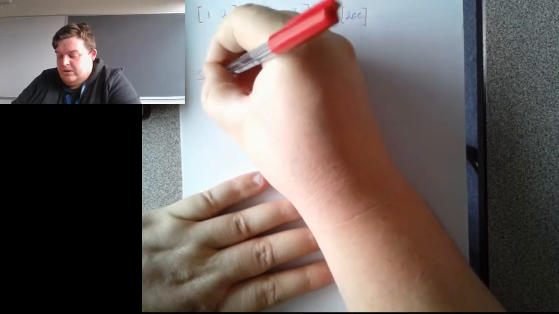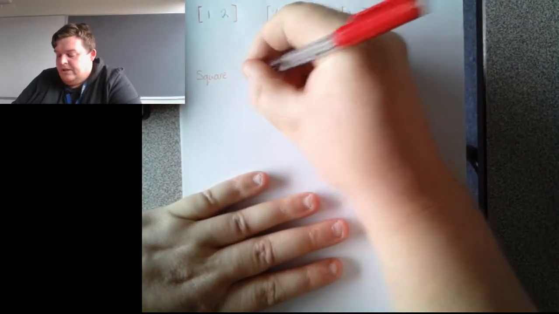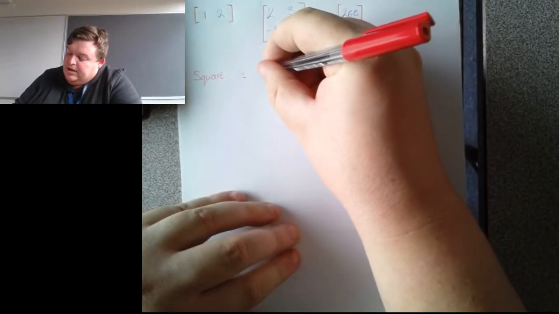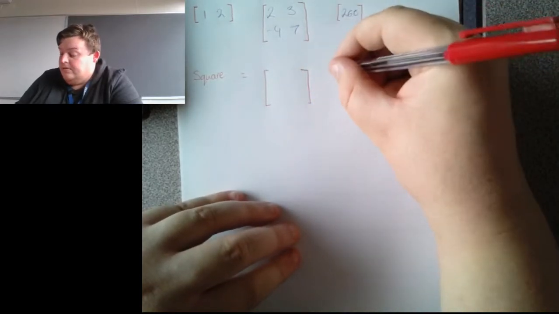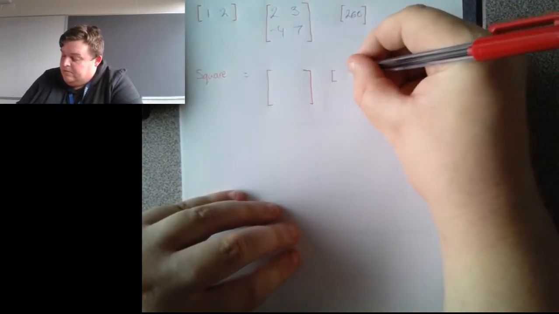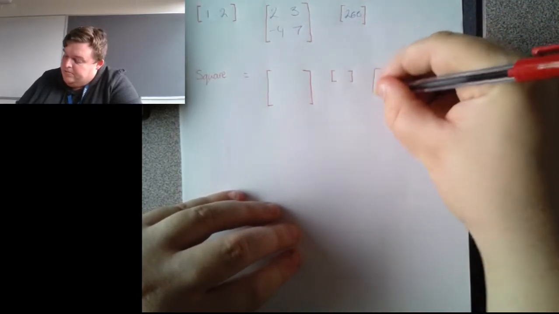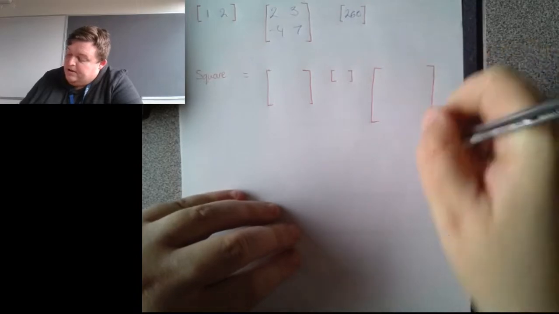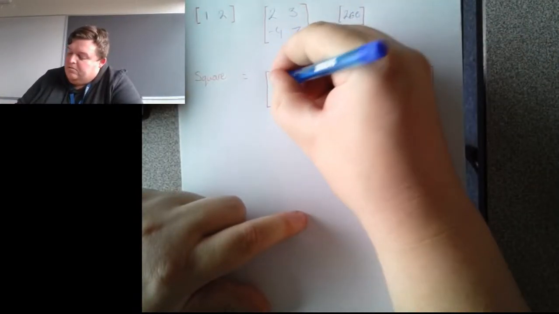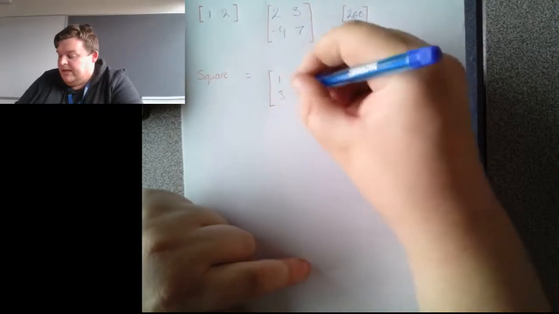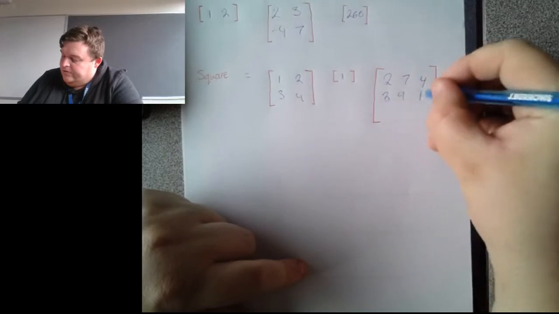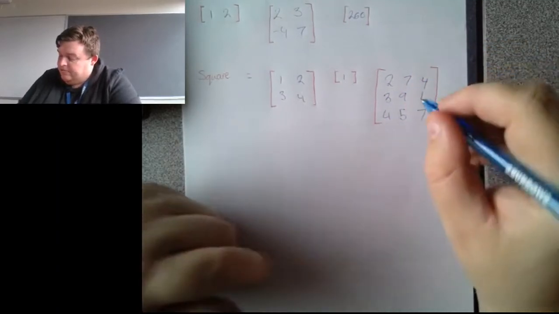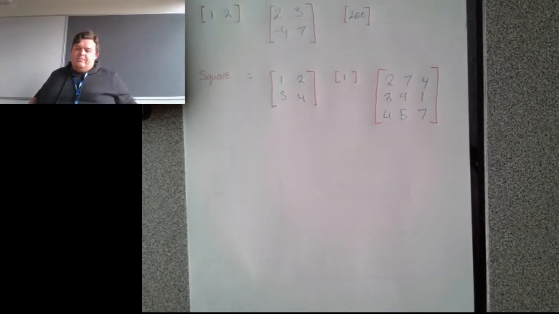So let's start off with a square matrix. A square matrix is a matrix that has the same number of rows as it does columns. So it can be a 1 by 1, a 2 by 2, 3 by 3. These are all considered square matrices because they fall into that category. Fill these in with some random numbers so you get an idea of what they look like.